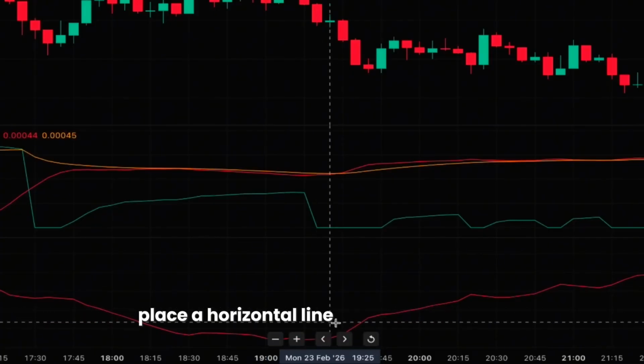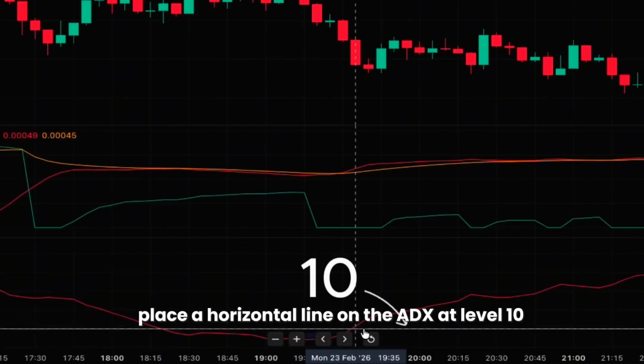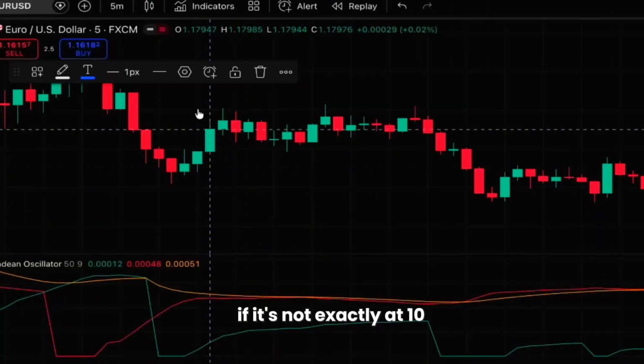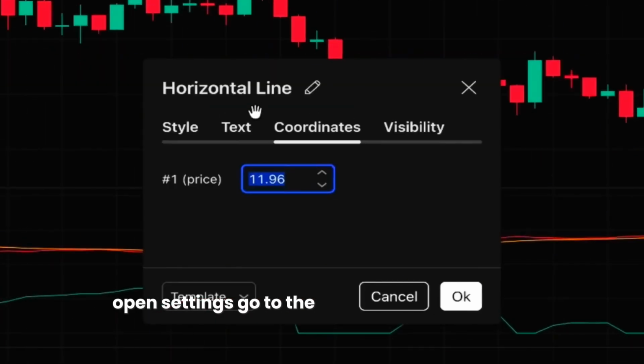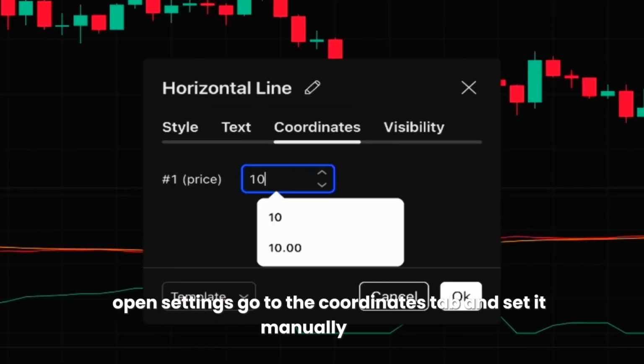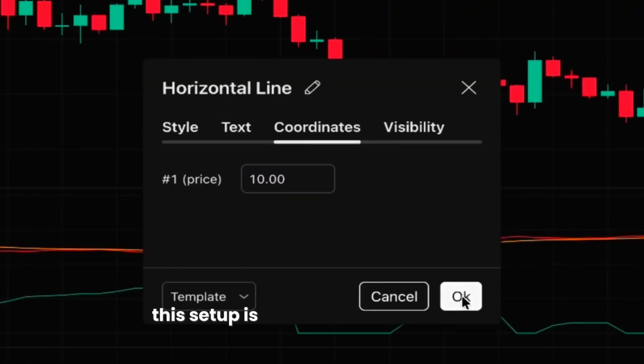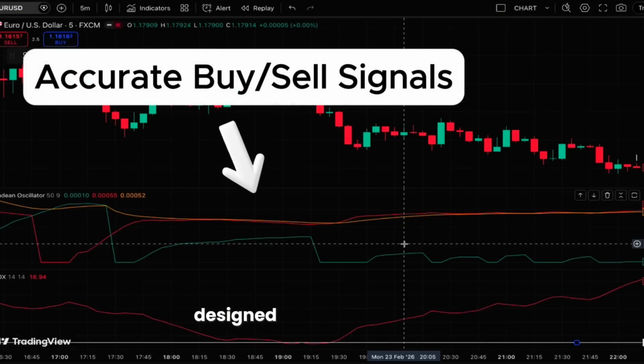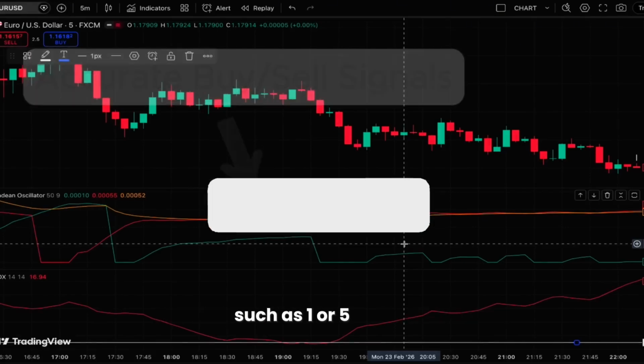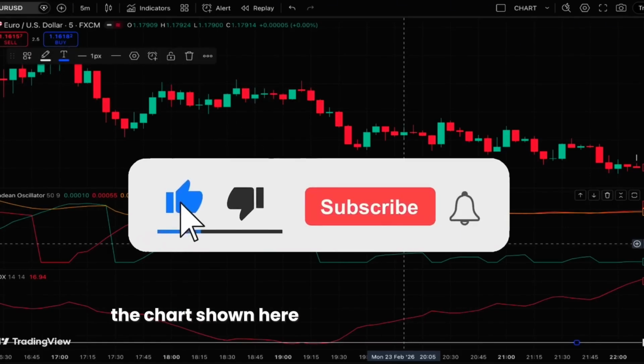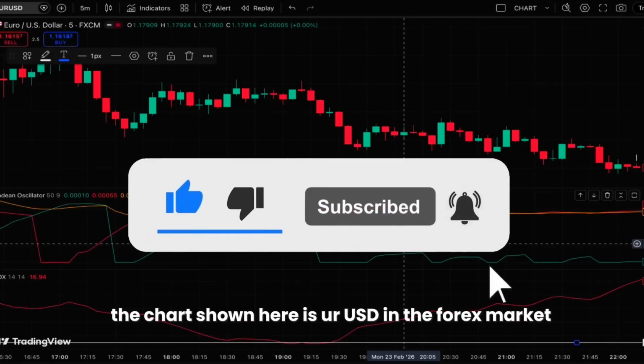Place a horizontal line on the ADX at level 10. If it's not exactly at 10, open Settings, go to the Coordinates tab, and set it manually to 10. This setup is used for a scalping strategy designed for short time frames such as 1 or 5 minutes. The chart shown here is the USD in the Forex market.